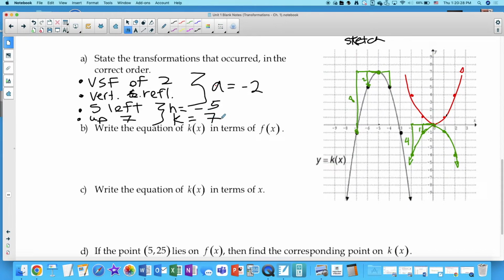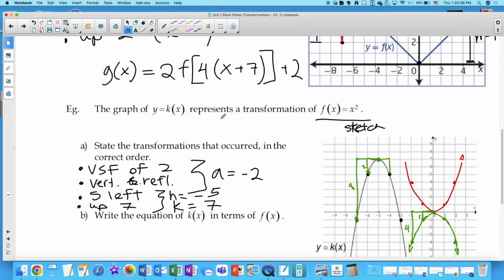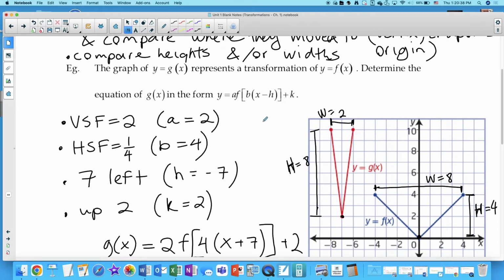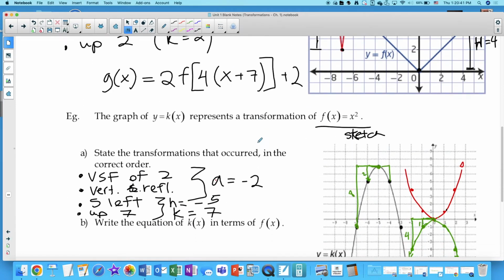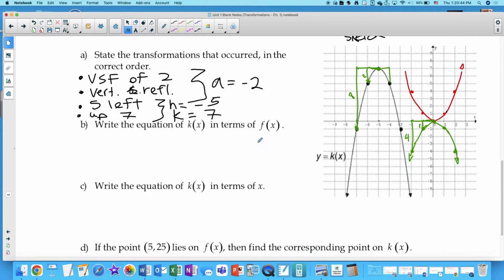Okay, so writing k of x in terms of f of x. So this is that format that we keep using over and over. This one over here, we're writing in function notation, and we just have to plunk in all our parameters. k of x equals a, -2, times f of b, b is just 1 in this case, x minus h, x minus -5 is x plus 5, and then plus 7. Okay, so good question.